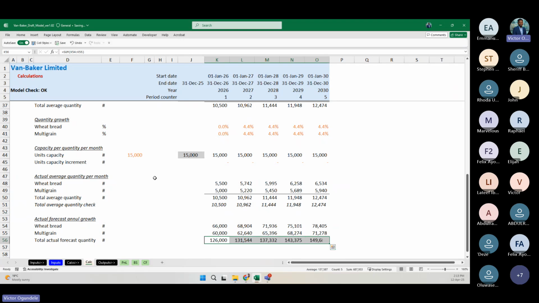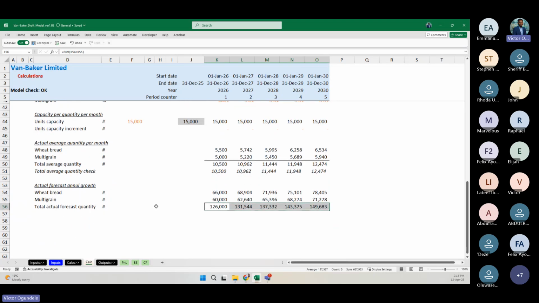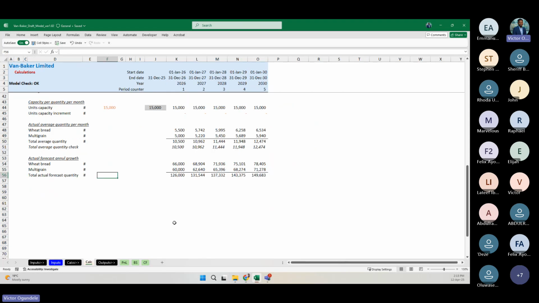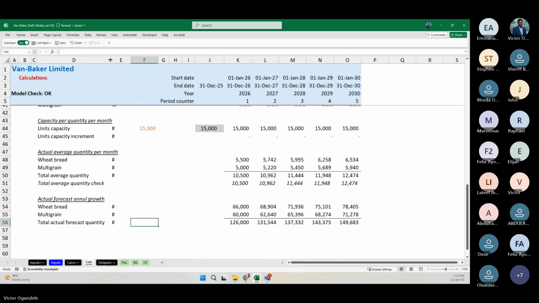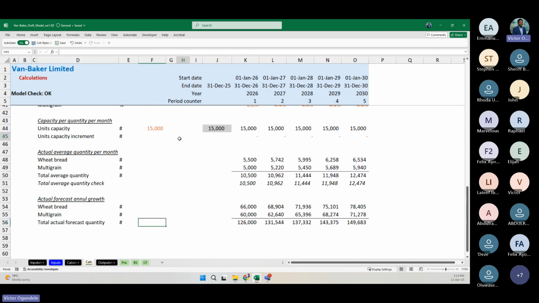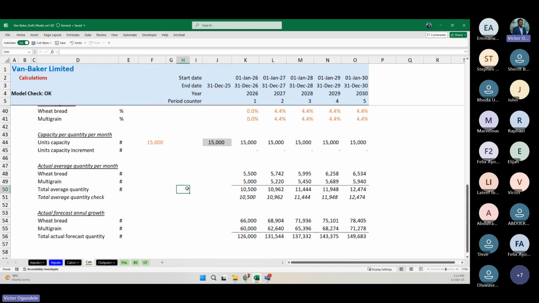So this now gives us our actual quantity. You can see the step by step breakdown on how we build a model. Please, this is very important, because if you are going into project finance modeling, you definitely need this.